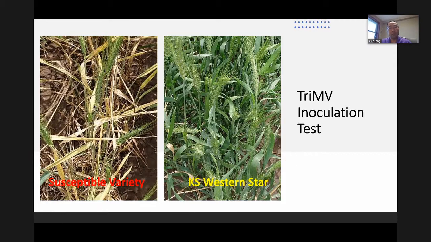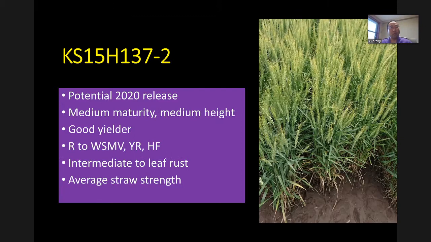And this is for the Western Star. And the next red one, the last one, is also our breeding line. This is our potential 2020 release.